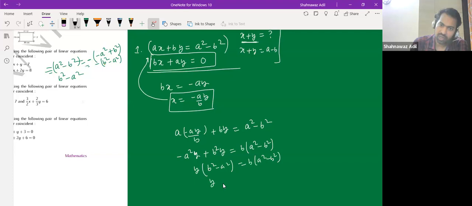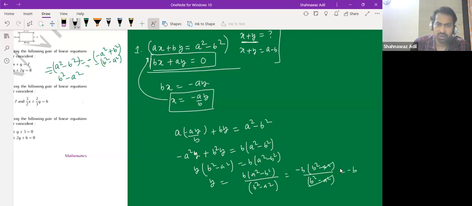So again, y would be what? Again, we take minus. So this is b square minus a square divided by... So again, we'll get the same. Okay, so this is minus b, and x is minus a by b into minus, so a, and x plus y is a.